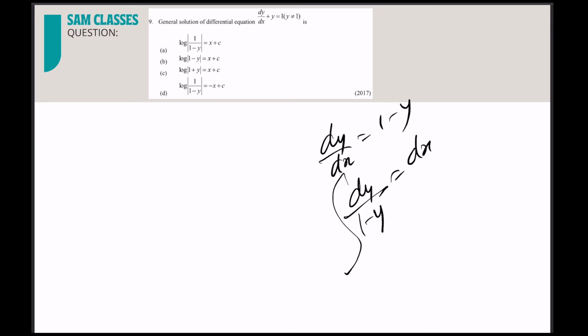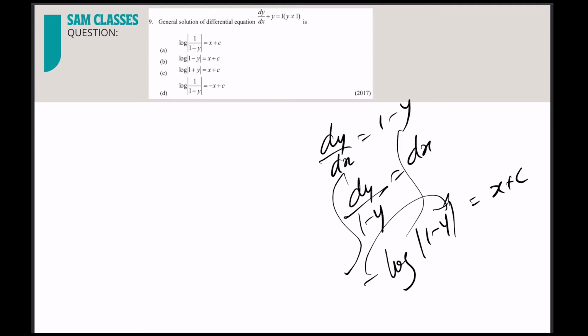Integrate it. That's it. So the moment we integrate, we get log here. Log of 1 minus y, okay, and then the minus sign is equal to x plus c, correct? So now the moment I insert this minus here, it will be reciprocated. So it will be log of 1 by 1 minus y is equal to x plus c. So you can see that is the answer, the first one.